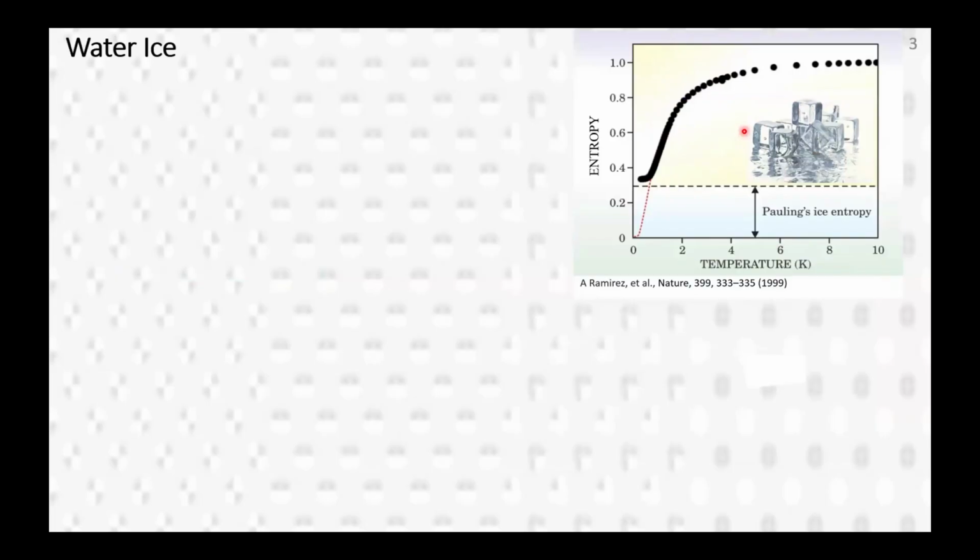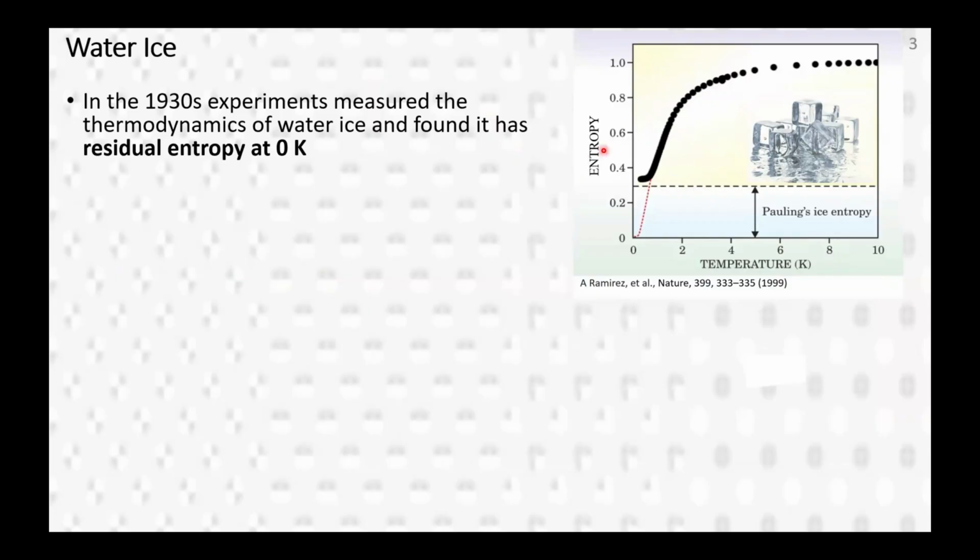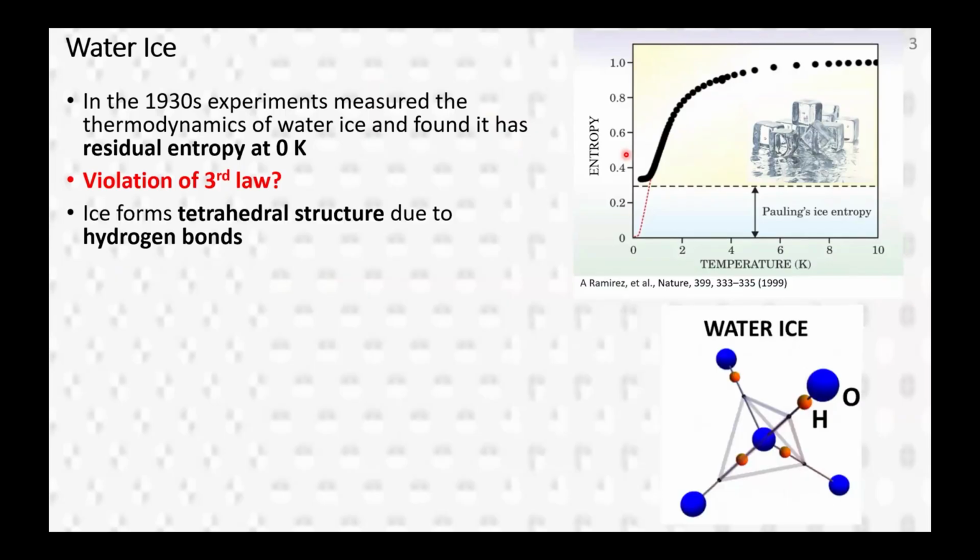Okay, so what is the history? In water ice, in the 1930s, they tried to measure the thermodynamics of water ice, and they actually found it has a residual entropy at 0 degrees. So does this violate the third law of thermodynamics as we know it? Probably not, but why? What's going on here?